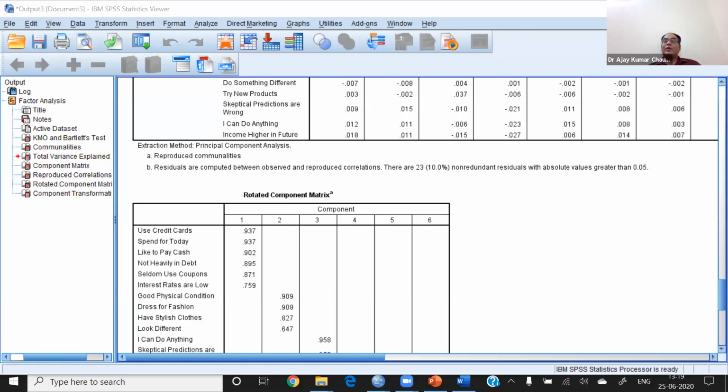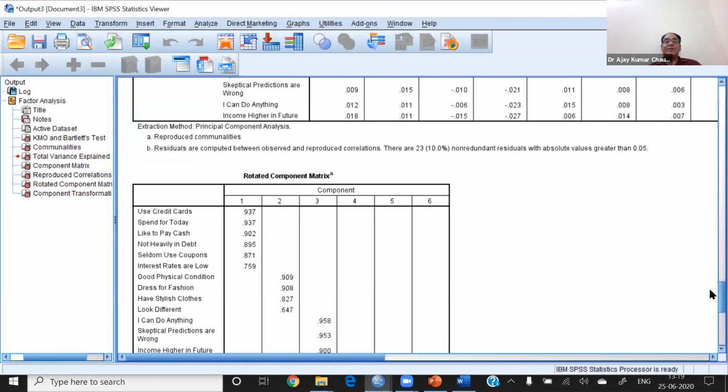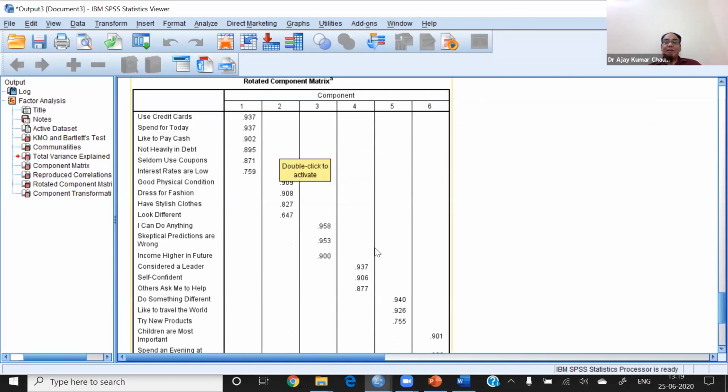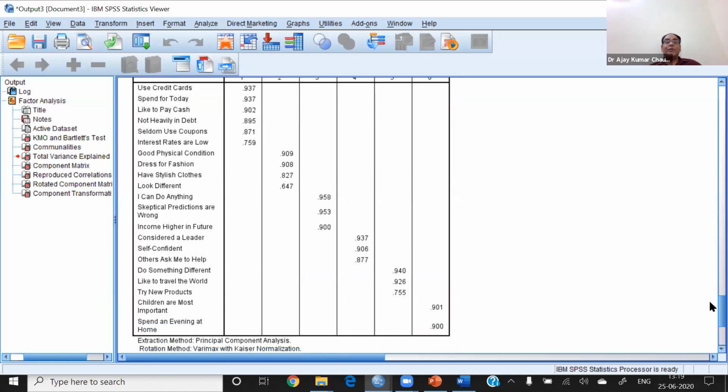And now let's move to the next table. In this table, the rotated component matrix. Okay, so how many factors do we have? 6 factors. In the first factor, the factor loadings are quite good. Factor loadings represent the correlation between the factors and the items, the statements. On the basis of these statements, we have to give names to the factors. For example, from this table, I am showing you all the statements. My first factor has: use credit card, spend for today, like to pay cash, not heavily in debt, seldom use coupons, interest rates are low. So I can give a name to the factor. In this case, the first factor name is financial aspects.